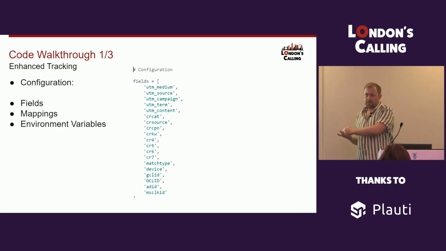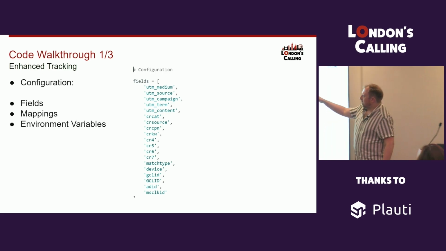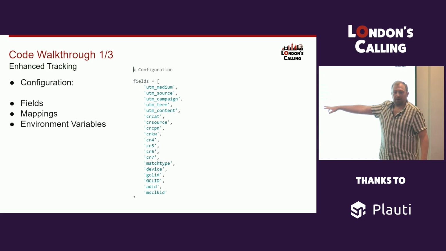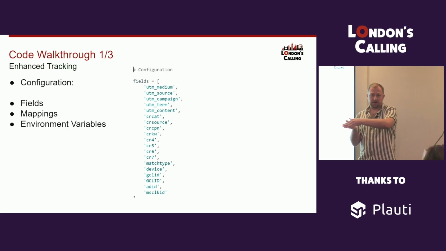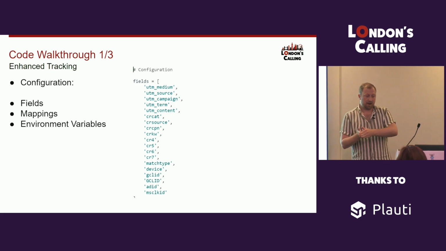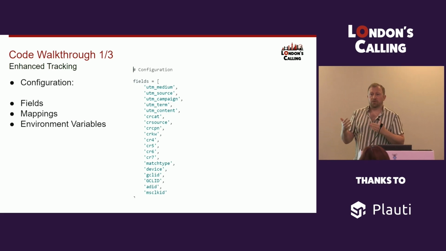We make sure we're mapping these. So in this situation, you've got UTM source, but you also have a CR source. So you want to make sure that while you're capturing all of that, you push it into one particular field. So you want to make sure your mappings are correct. And then we wanted to look at any environment variables. So that's anything within our Salesforce environment that we need to be aware of with this.